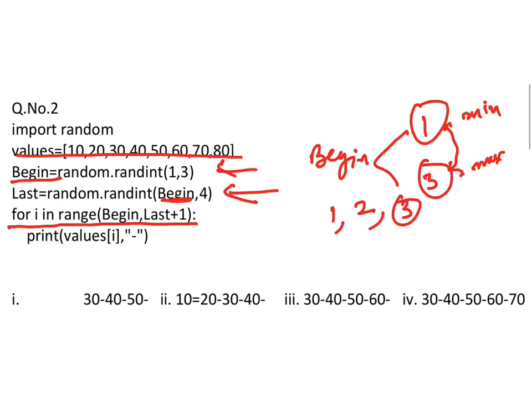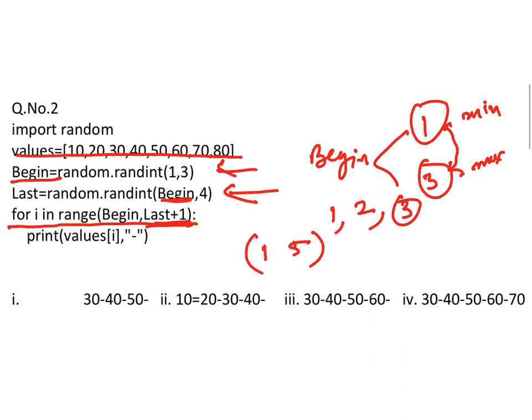So you will take the begin as starting from 1, and you will take this last as the last value. The begin's last value is 4, and then 4 plus 1, last plus 1, will be 5. So you can consider the loop now from begin, it means from 1 to 5.